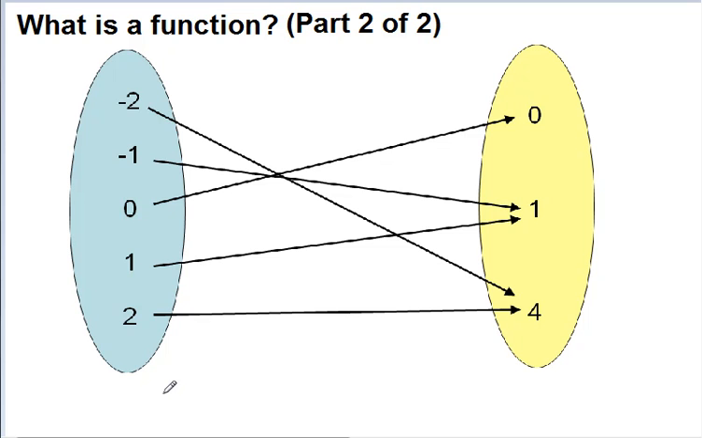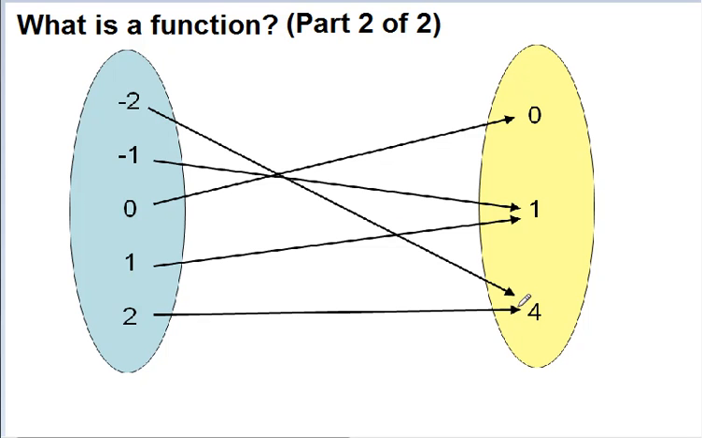So this is the second part of the videos on what is a function. I'm going to start by looking at one more example before we then go on to the definition of a function. So here's an example where I've got my domain and my range, and if we look at individual numbers, you can see that -2 goes to 4, but also 2 goes to 4. So there are two input numbers in this domain that go to one output number.